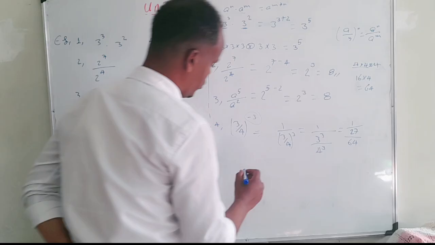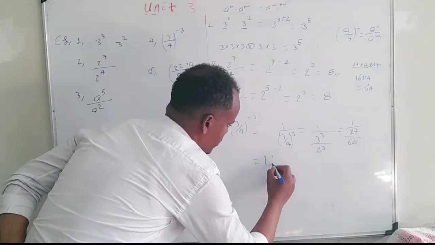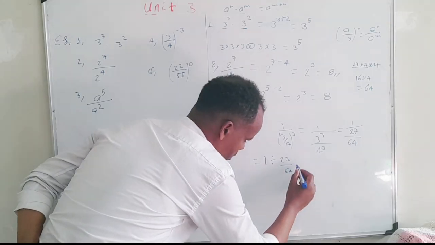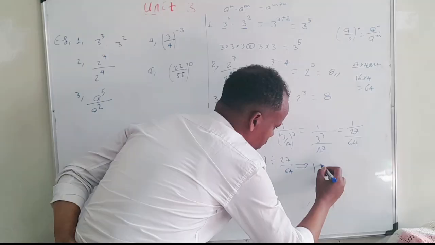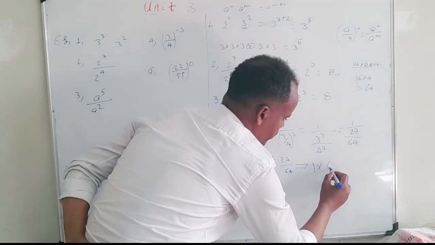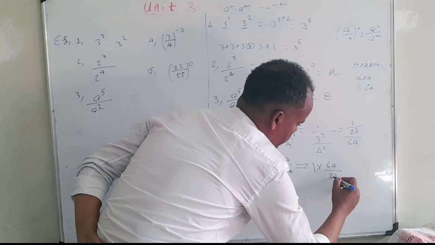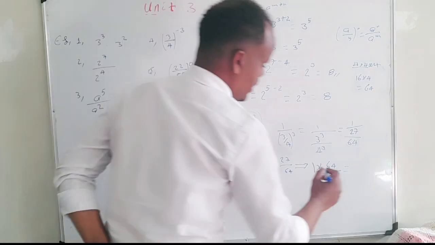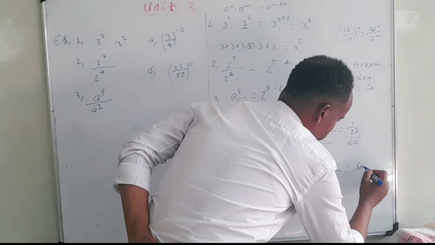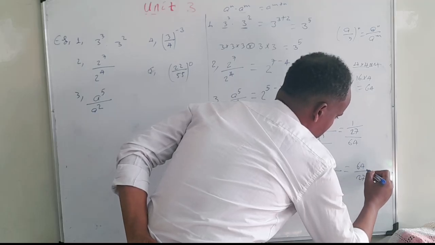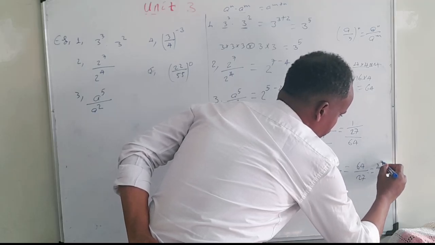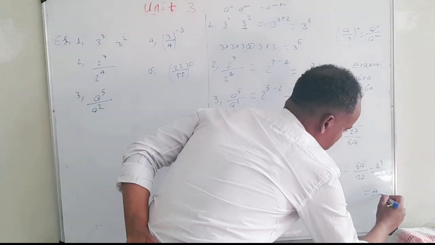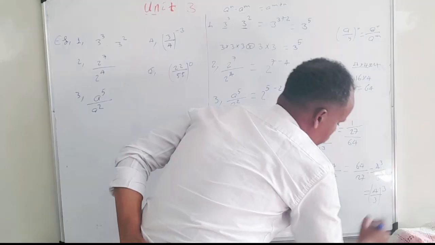That equals 1 divided by 27 over 64, that is 1 times 64 over 27, that is 64 over 27. So this is 4 to the power of 3 over 3 to the power of 3, that is 4 over 3 to the power of 3.